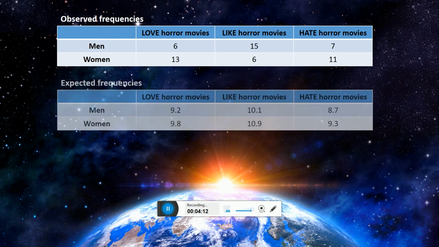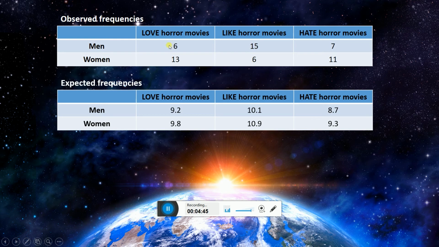Now, that's in contrast to the expected frequencies. When we run this chi-square, the chi-square will calculate the percentage of people in each cell that we should expect to see if, in fact, the participant's sex has nothing at all to do with whether they love, like, or hate horror movies.